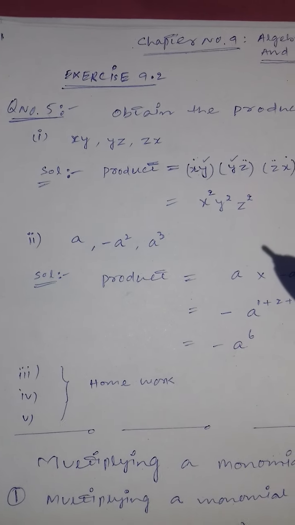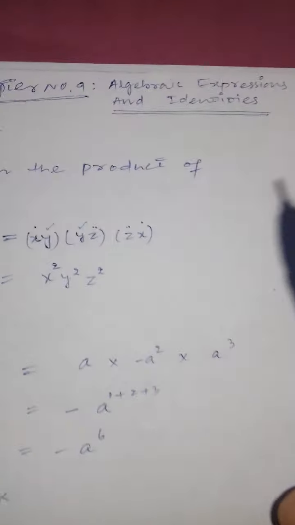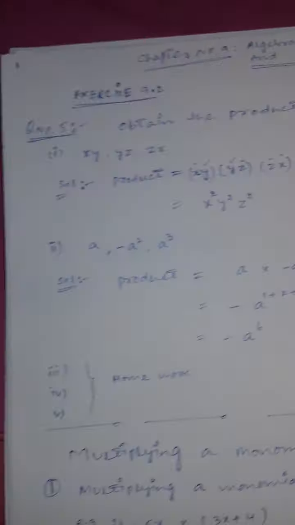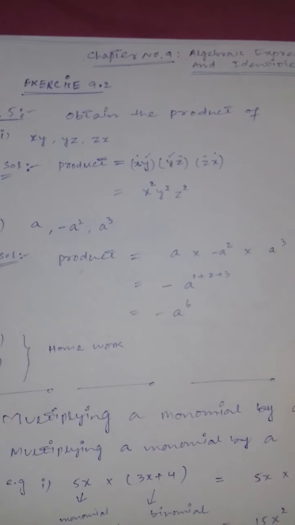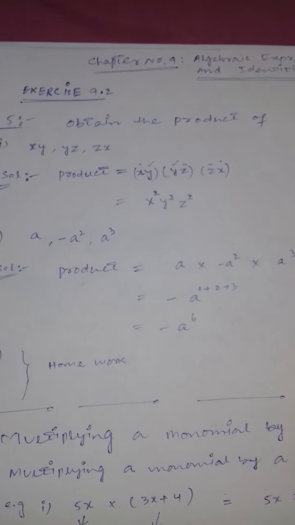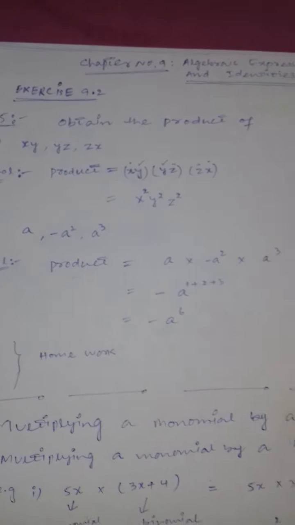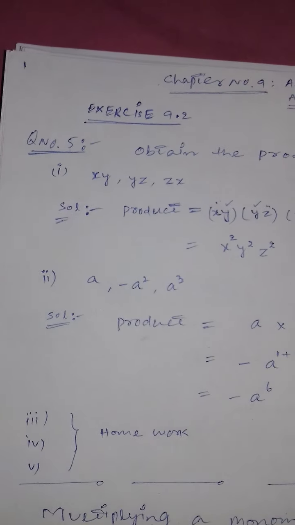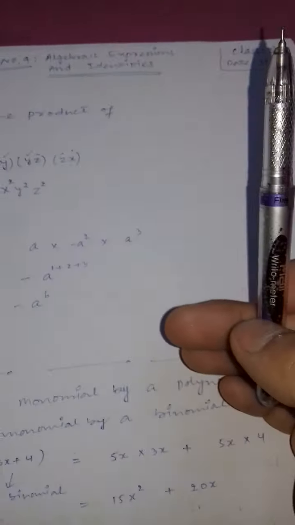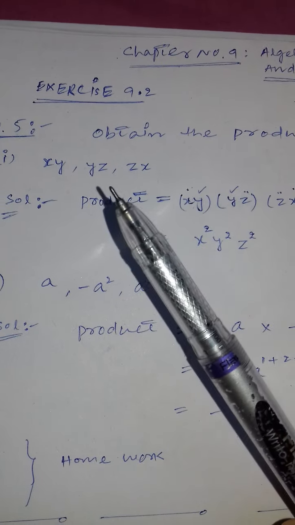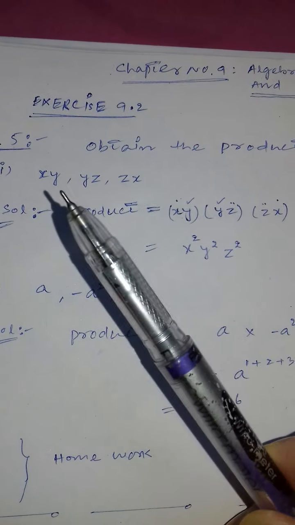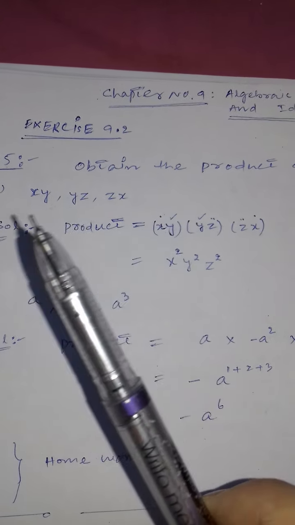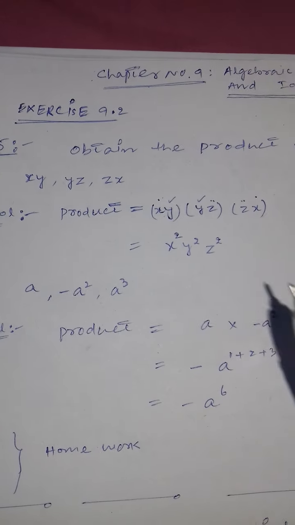In this special video, I am going to explain some basic concepts of this chapter, algebraic expressions and identities. As you all know, how to multiply a monomial with a polynomial, or a monomial with a monomial. Here we have a question of exercise 9.2. Obtain the product of xy, yz, zx. All three are monomials. You have to multiply them. See how to multiply them.